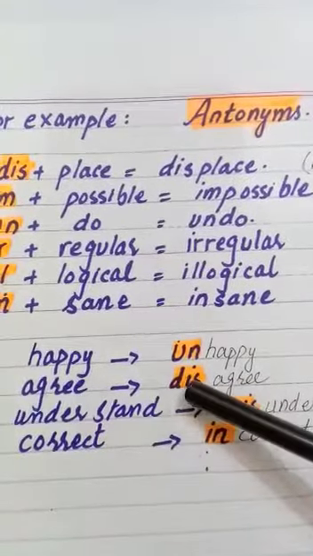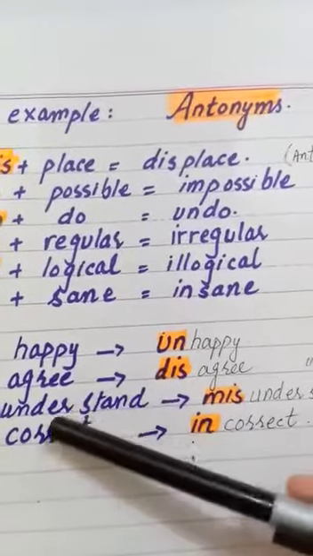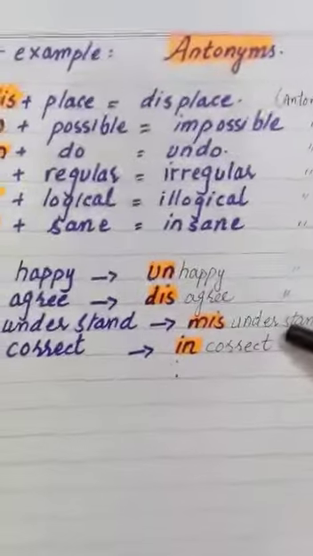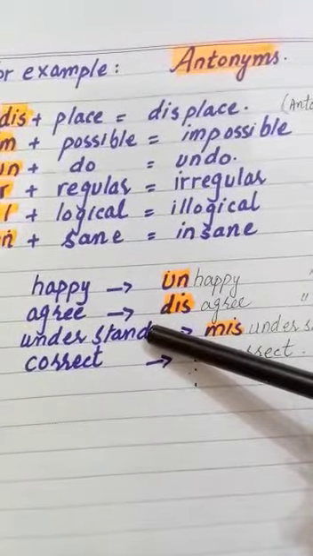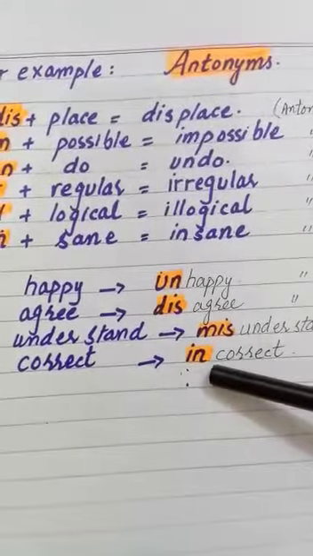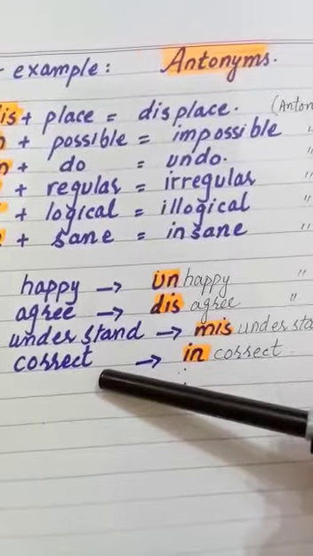Agree and disagree. Disagree is the antonym of agree. Understand, misunderstand. Misunderstand is the opposite or antonym of understand. Correct, incorrect. Incorrect is the opposite or antonym of correct.